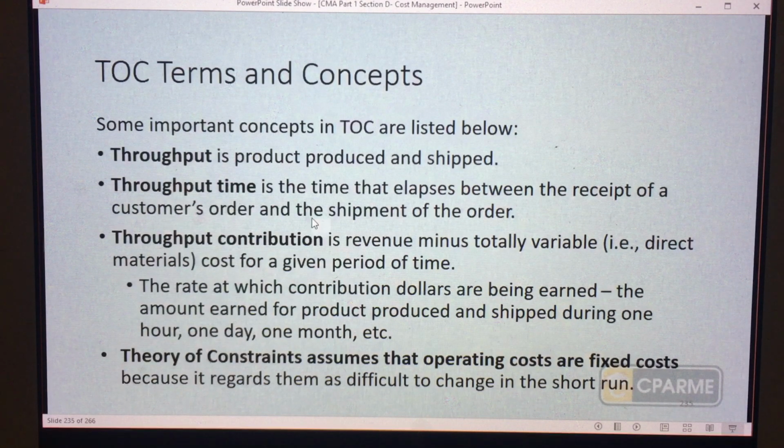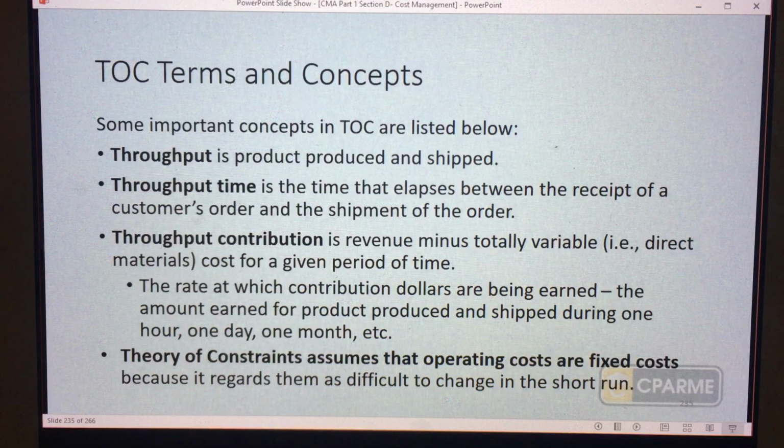And so you have theory of constraints, terms and concepts. You have the throughput, which is simply product that is produced and shipped. Yung throughput time, the time between the receipt of the customer's order up until you ship it to your customer. Your throughput contribution is simply your revenue minus your total variable cost for a given period of time. Essentially, this is the amount that is earned for the product produced and shipped during 1 hour, 1 day, 1 month, and all other bases.